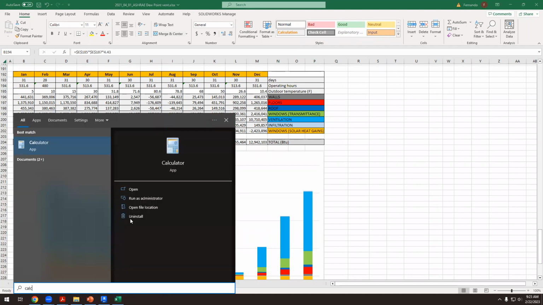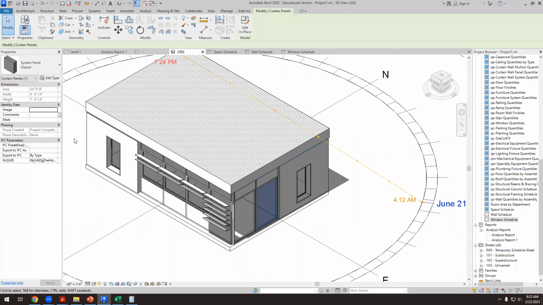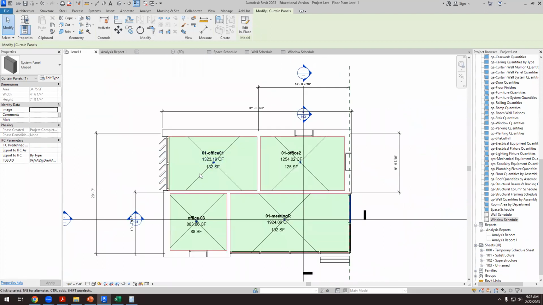So let's see what it means. If we go to the calculator, by default I have this number, so it's 531 divided by 31 days. Okay, so apparently in this case, I have considered that I use the building for 17 hours per day. Does it make sense? Let's find out. Where can I find this information? In Revit.